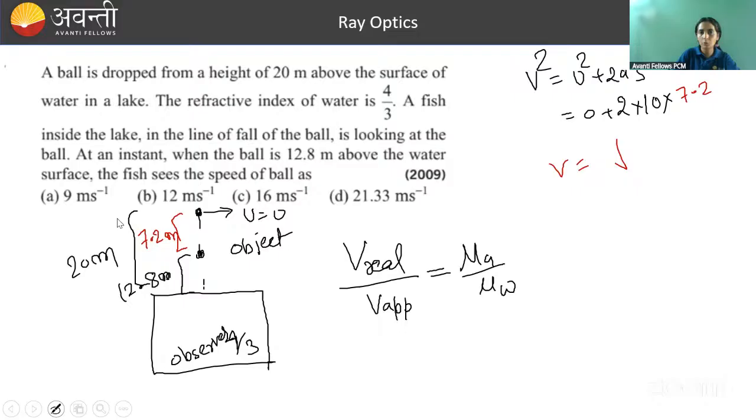So V is equal to how much? 2 into 7.2. So this is equal to 36 into 4. So this is equal to 6 into 2, that is 12. So real velocity is how much? 12. Real velocity, you write 12.